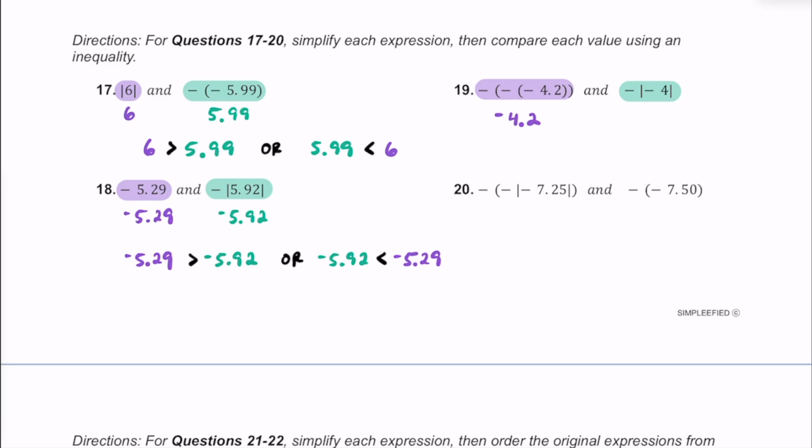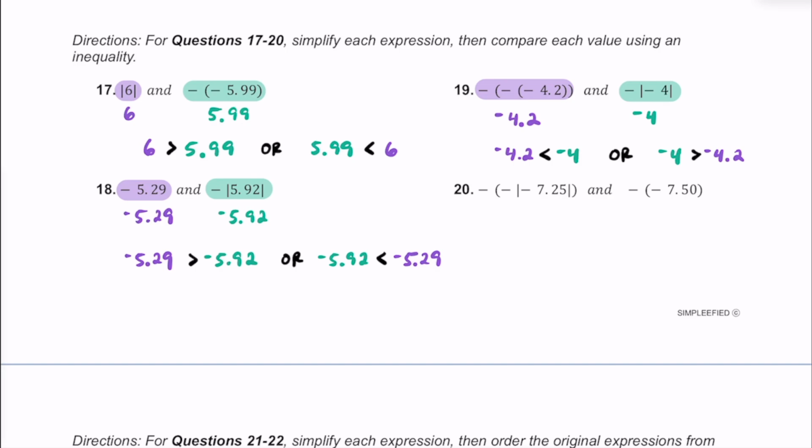And then for this second expression here, we have this opposite of the absolute value of negative 4. So the absolute value of negative 4 is just positive 4. Then if you take the opposite of that positive 4, that would be negative 4. So this would simplify down to just being negative 4. Now, using an inequality, one way we could say this is that negative 4.2 is less than negative 4. That's one way to write it. Or we can say that negative 4 is greater than negative 4.2.